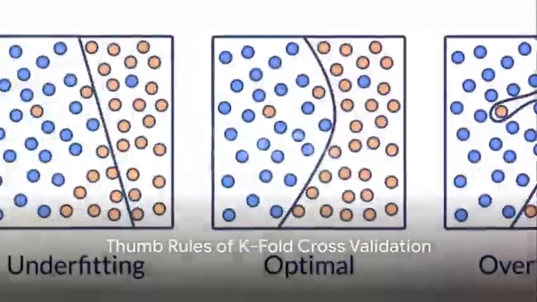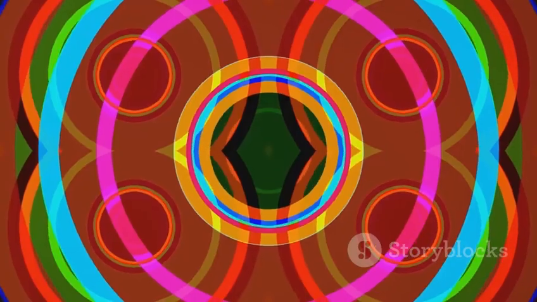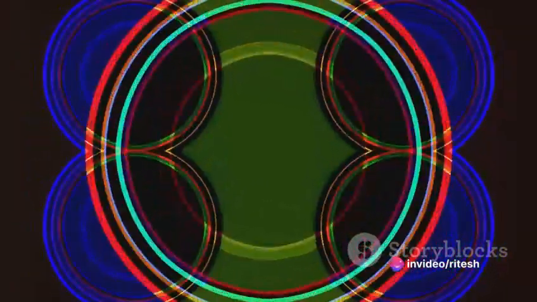Just like any other technique, k-fold cross-validation comes with its own set of rules. Here are a few thumb rules to keep in mind while working with this method. First, the k in k-fold should always be greater than or equal to 2. This means that we should have at least 2 subsets or folds of data to work with. If k equals the number of records in the dataset, then we have a special case known as leave-one-out cross-validation, or LOOCV, where one record is used for testing and the rest for training.